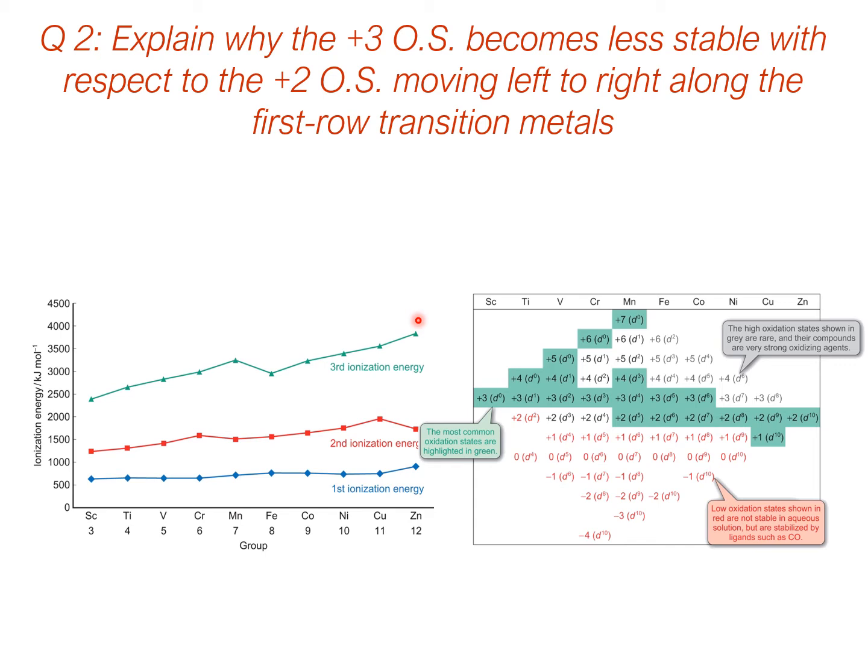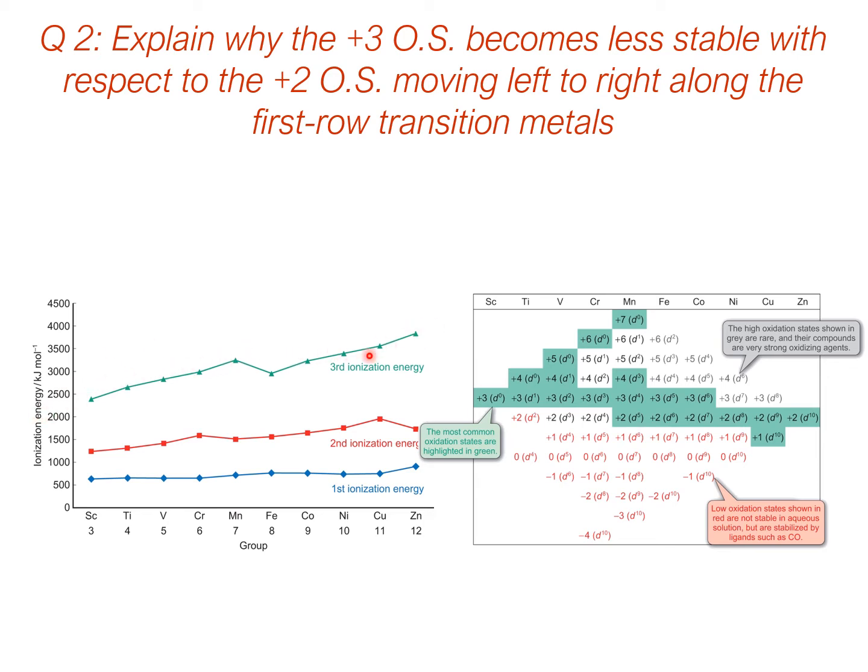So why is this? This is all to do with the third ionization energy. To get to the +3 oxidation state, you need to remove 3 electrons. You need to ionize it 3 times. So that's why the third ionization energy is important. And if you look at this graph here, I've got the ionization energies for the first 3 ionizations. The third one, as I said, is what we're interested in, and you can see it increases quite dramatically from just under 2,500 to just over 4,000 kilojoules per mole. So it's a big increase as we go across the first row of the transition metals.